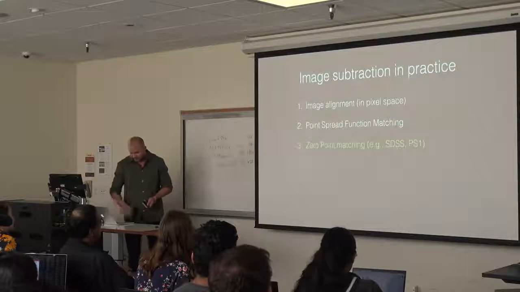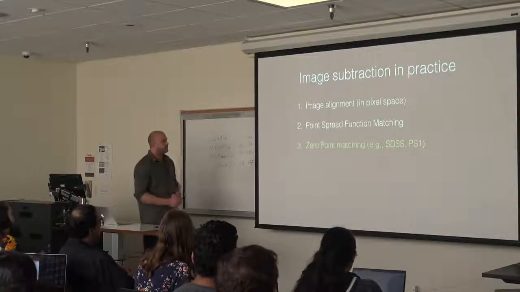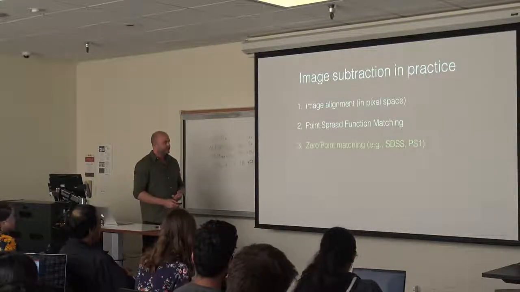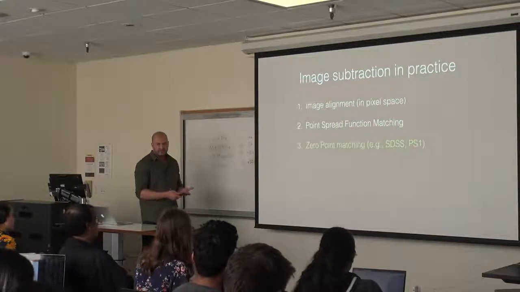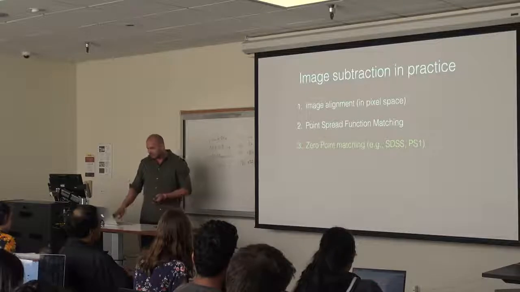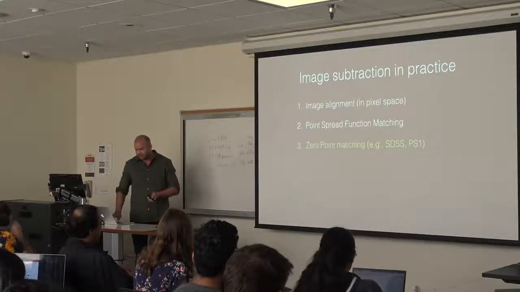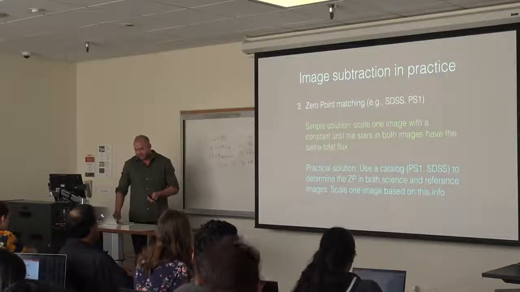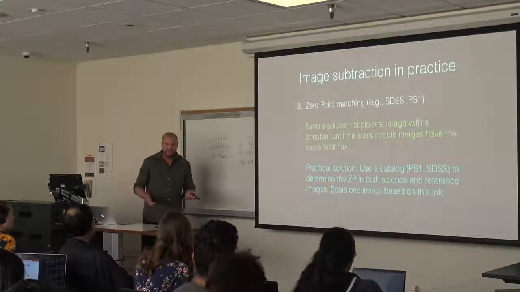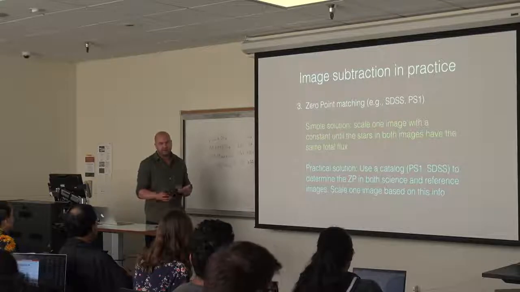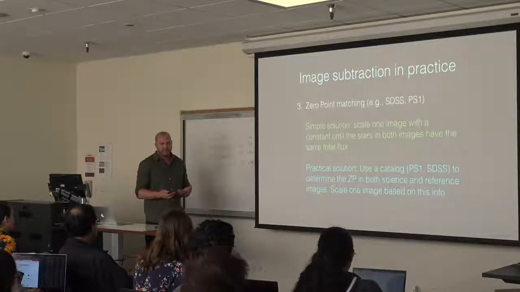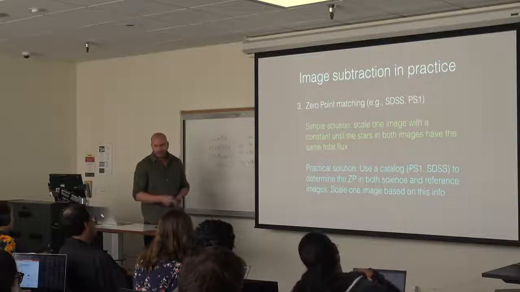Right. So the final step you have to do is figure out what you need to do to your images to make the stars match in terms of total flux. And that we actually did yesterday. The easiest way, you use Pan-STARRS 1 or SDSS. You measure the zero point in both images. Then you just scale one until the zero point is the same as in the other. Then you can do your subtraction.